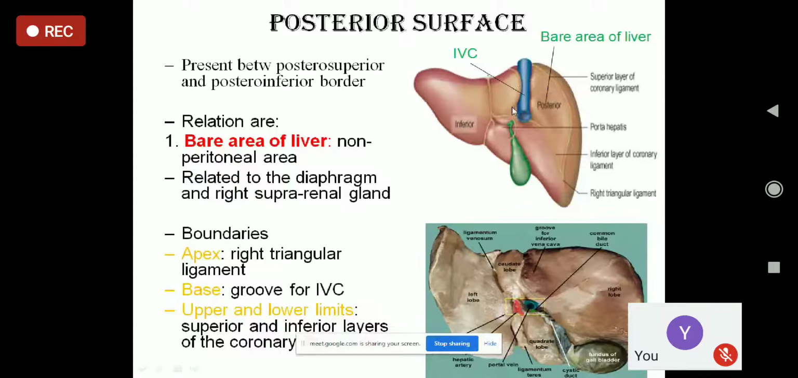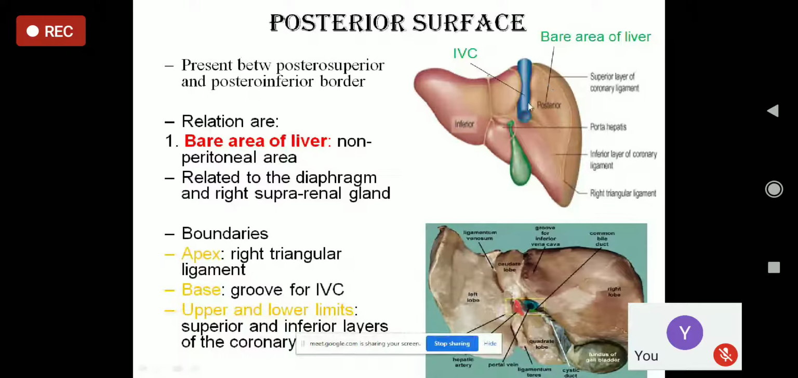Now we are talking about the posterior surface. Look at it, this is the posterior surface. It lies between, as I told you, the posterior superior border and the posterior inferior border. In the posterior surface a very important structure is present, that is the bare area of the liver. There is no peritoneal reflection because of the right coronary ligament and left coronary ligament. In between these is the bare area. From this bare area, the liver is directly related to the diaphragm and right suprarenal gland. There is absence of peritoneum over here.